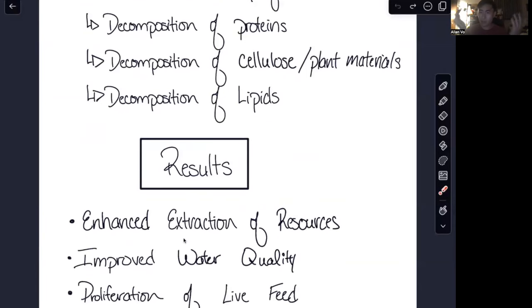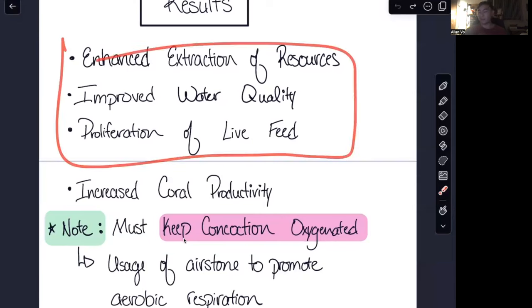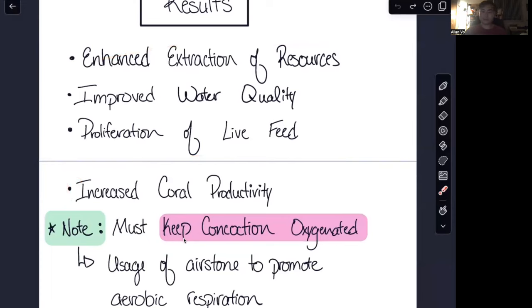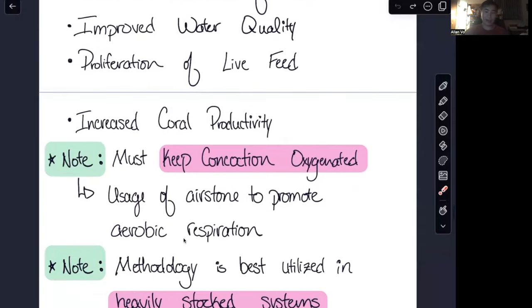And ultimately, when we combine all these things, what do we get as a result? We get enhanced extraction, improved water quality, and just a cheap live feed that we can continually use. All this leads into better corals, better and more corals. You get better water quality because the water is stripped of excess pollutants and toxins, because the bacteria eat that stuff up and then the corals eat it up. If the corals eat it up, they get more energy, and they live a better life.